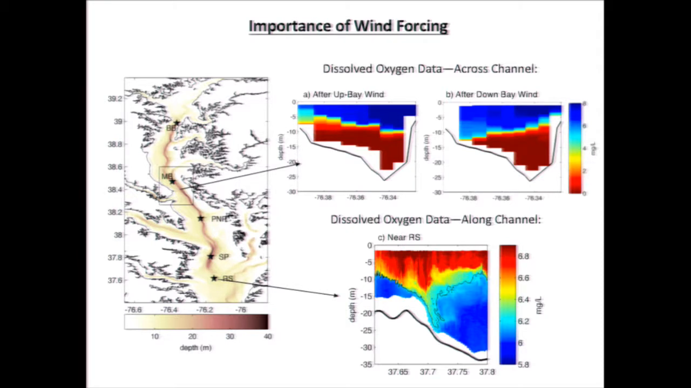The other way is at bathymetric constrictions. This region down here in the southern bay is called Rappahannock Shoal. We did a transect across that shoal, moving from up bay to down bay, and you can see the oxygen is converging and being advected into that lower layer. So in a tidally averaged sense, the surface flow is going out and the bottom flow is coming in, and I think this is an important region for how oxygen gets ventilated in the upper bay.